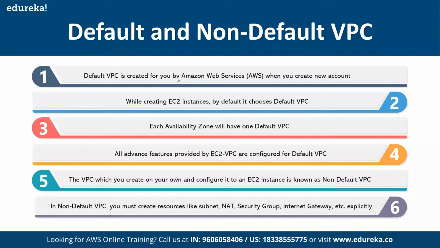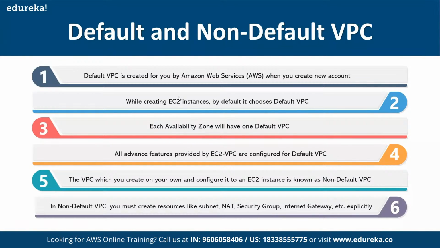So the default VPC is created on your Amazon account creation. While creating EC2 instances, by default, it chooses the default VPC. Because it is available by default, whatever you do in your AWS infrastructure will be created in the default VPC. Each availability zone will have one default VPC. All advanced features provided by EC2 VPC are configured for the default VPC.